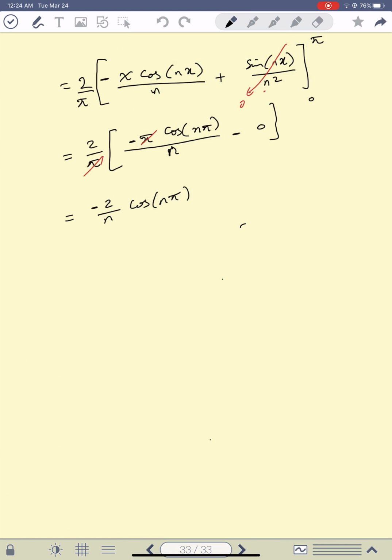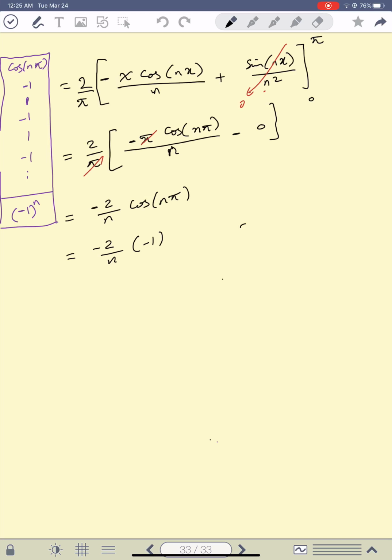Now what is cosine n pi? Just here to explain it. So cosine n pi. When n is 1, that's cosine 1 pi, that's negative 1. When n is 2, cosine 2 pi is positive 1. When n is 3, cosine 3 pi is negative 1, then 1, negative 1, and so on. And if you agree, this form, negative 1, 1, negative 1, 1, I can write one formula for it. It's negative 1 to the n. So from now on, whenever we have cosine n pi, when n is an integer, this will be negative 1 to the n.